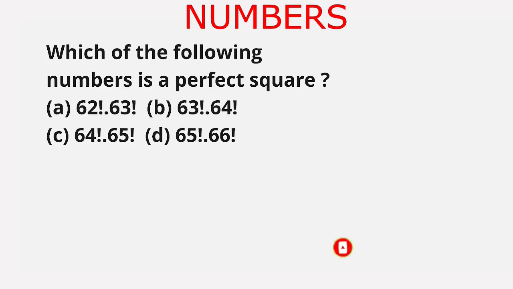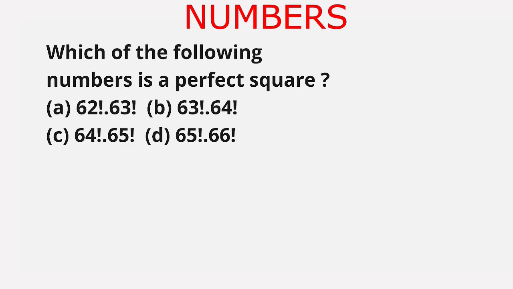In the given question, we have to select a number which is a perfect square, and the other number on splitting becomes a perfect square, and we solve one by one. 62 factorial and 63 factorial. None of these two are perfect square. 62 is not perfect square and 63 is not perfect square.